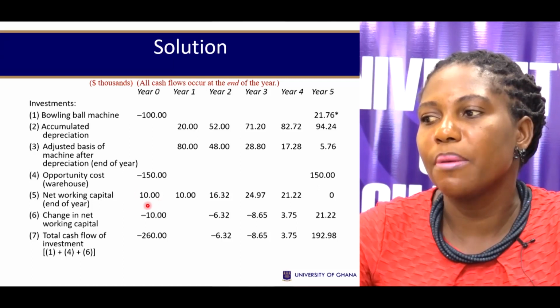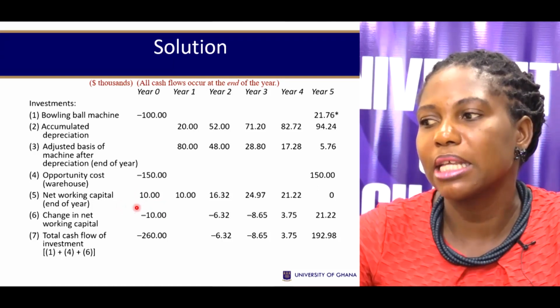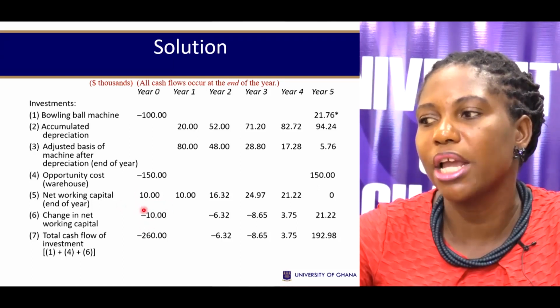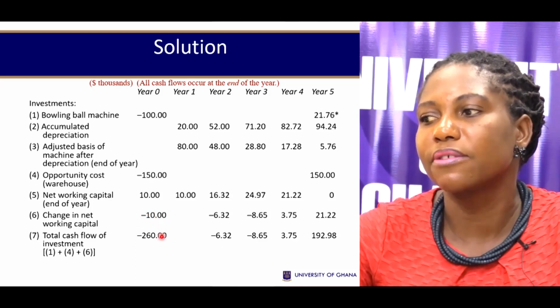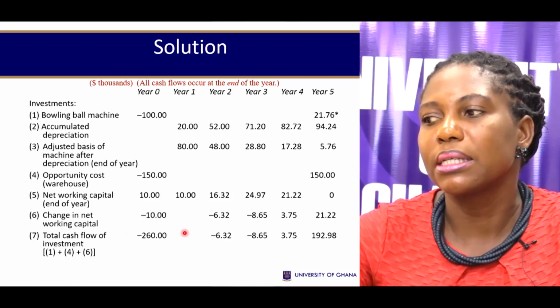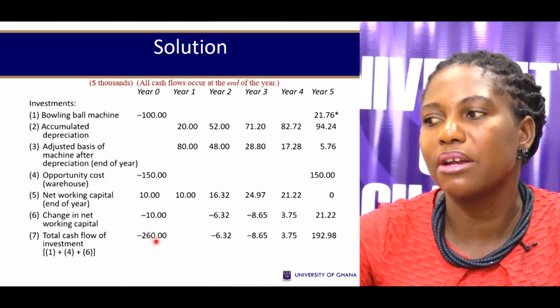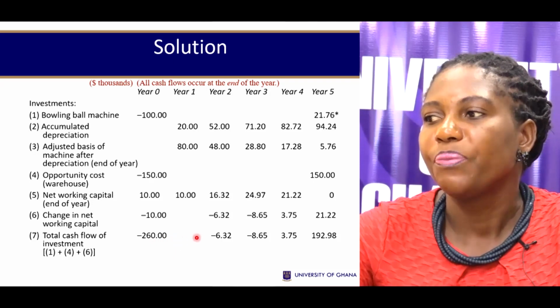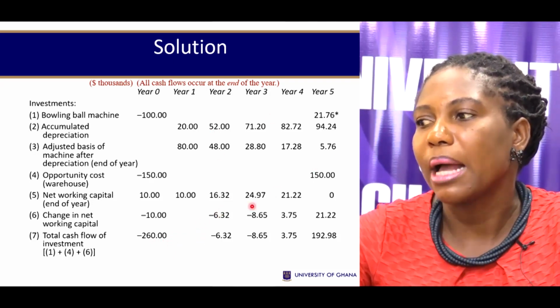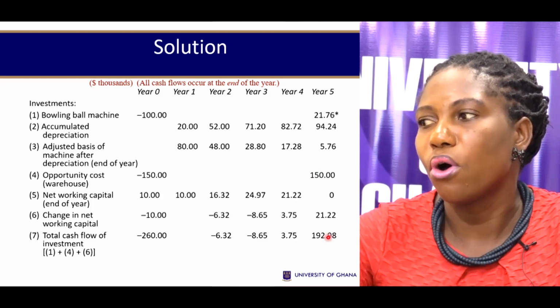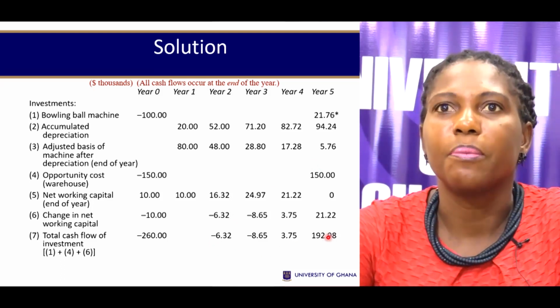Then there's an increment in working capital, so this has been captured accordingly as a change because it has to be injected in. So the total cash flow for the investment to get the project running is 260. Now subsequently, we have the cost framework captured all throughout up through to year 5.